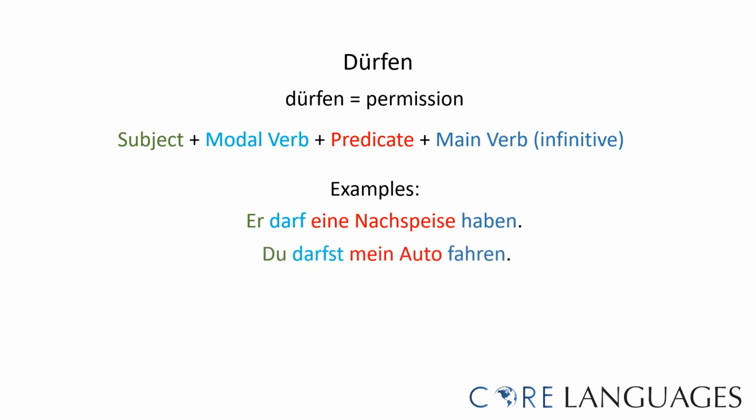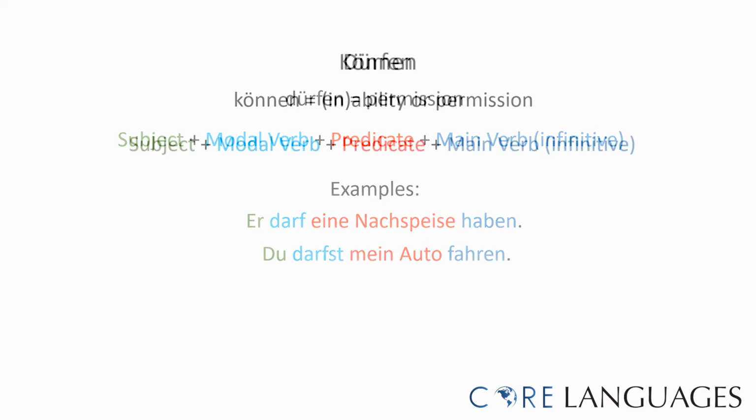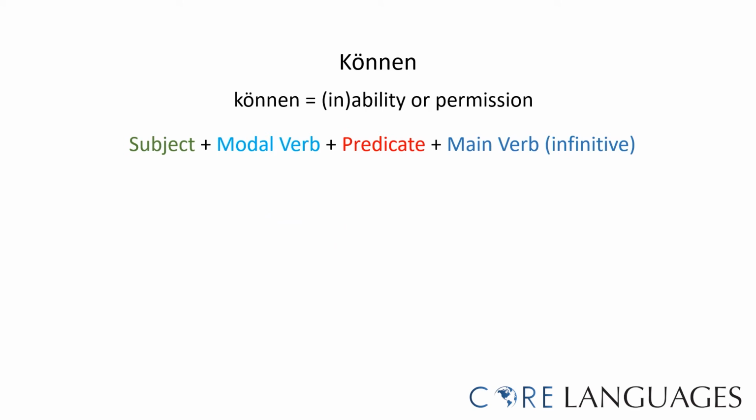Du darfst mein Auto fahren. You may my car drive. You may drive my car. Here are Beispiele of sentences using können, can, or to be able to. Können is used to express the ability or inability, or to give someone permission. Again, pay attention to the word order in the sentence.